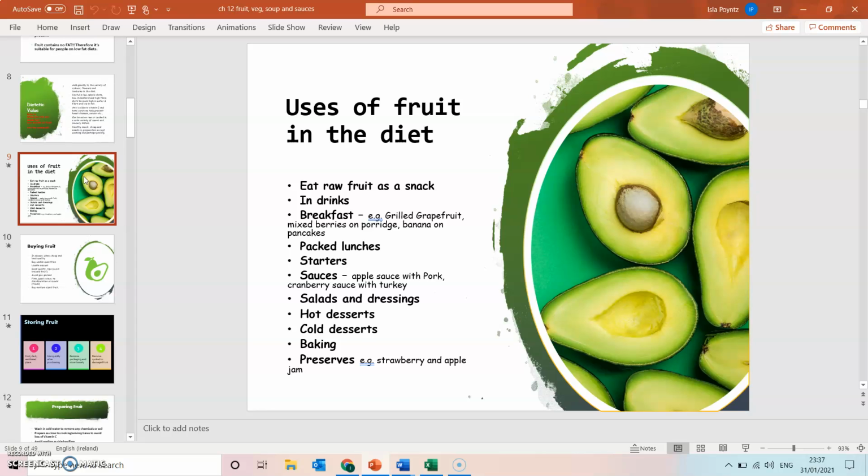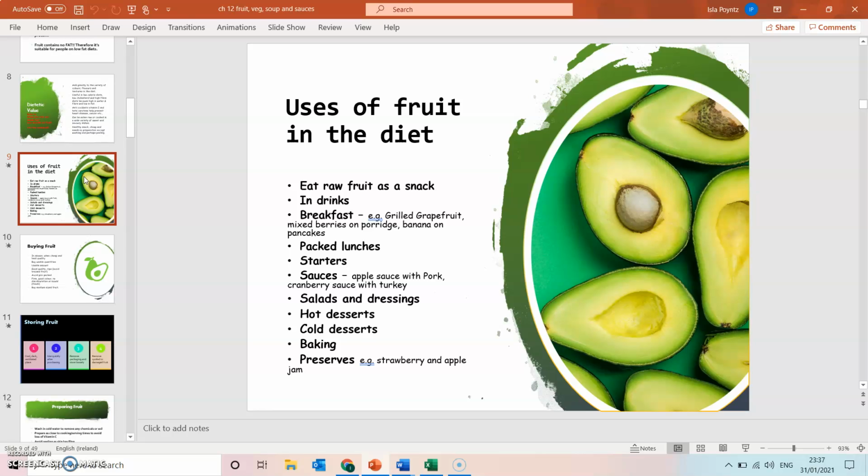So, raw as a snack, example, an apple for your lunch. In drinks, example, a smoothie, a milkshake, a fruit juice like orange juice, freshly squeezed. Breakfast, example, grilled grapefruit, mixed berries on your porridge, a banana on your pancake, or a smoothie. Packed lunches. Starters, example, melon.